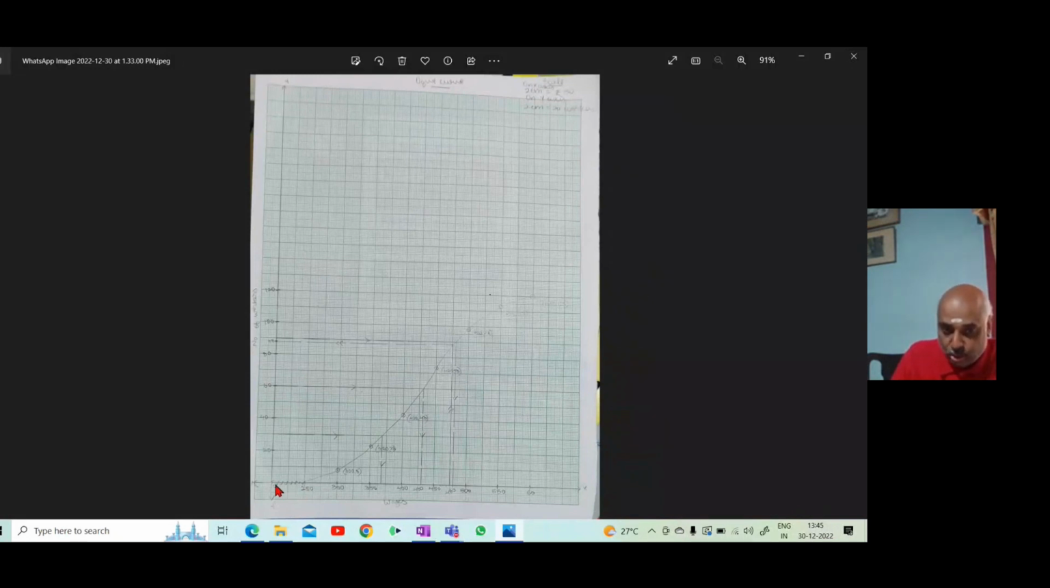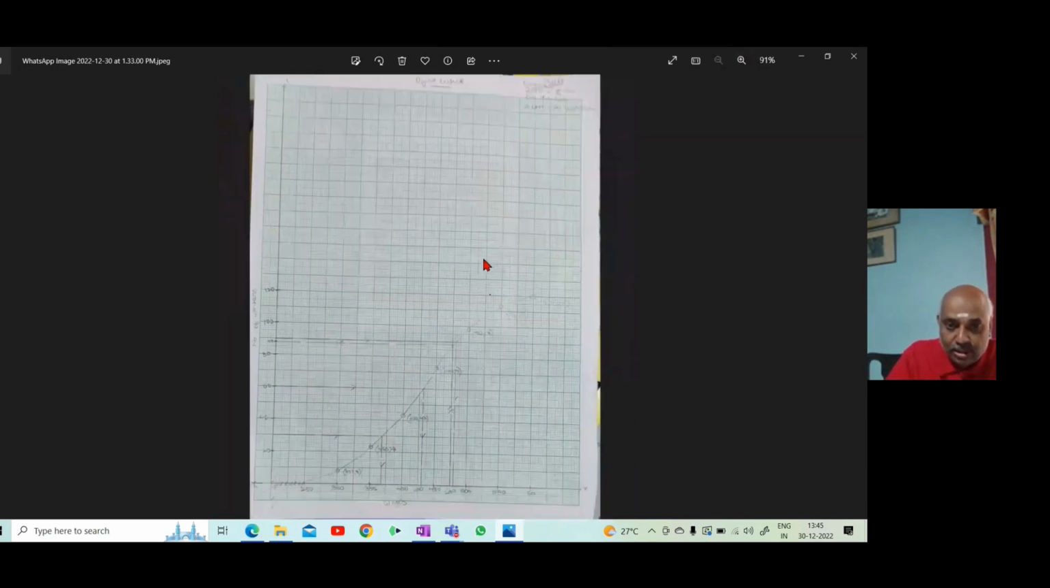This is not as per scale, so I put a kink here. And this is 250, 300, 350, 400, 450, 500, 550, and 600. And here the cumulative frequency: 20, 40, 60, 80, 100, and 120. So I've written the scale on the x-axis and the y-axis, whatever is given in the question.